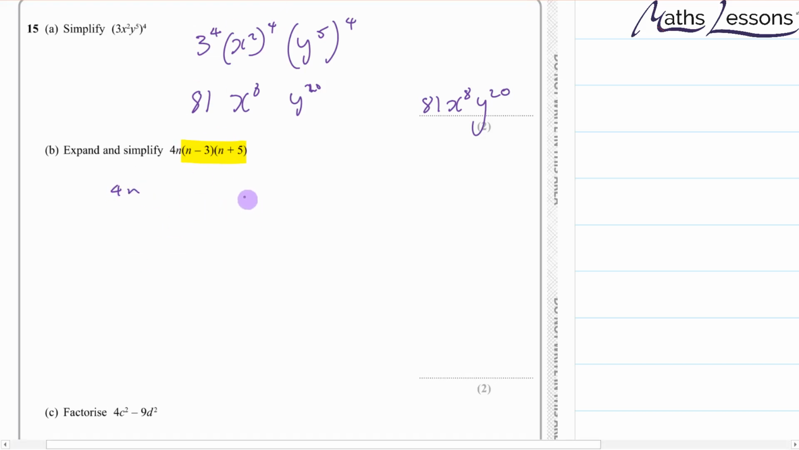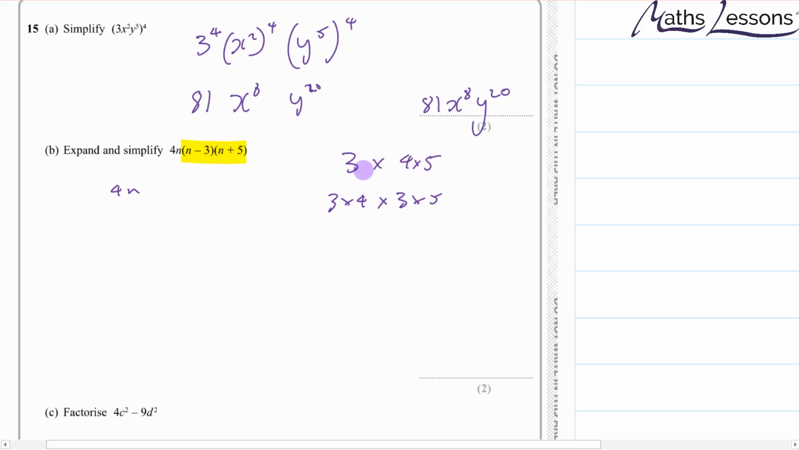Now a common mistake I saw was timesing the n minus 3 by 4n and then timesing the n plus 5 by 4n. Now if you just imagine what that would be if you just did numbers, you just say you had 3 times 4 times 5. If you do 3 times 4 and then 3 times 5 and then times together, you end up timesing by 3 squared, which is far too much. You've times by it twice.